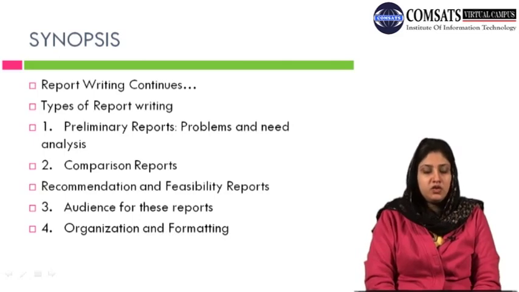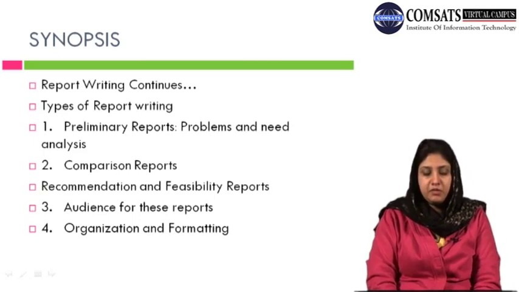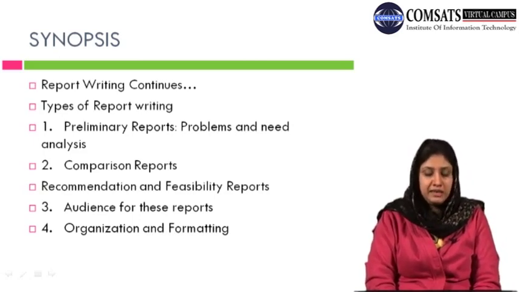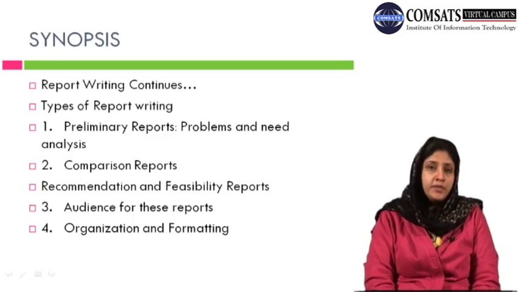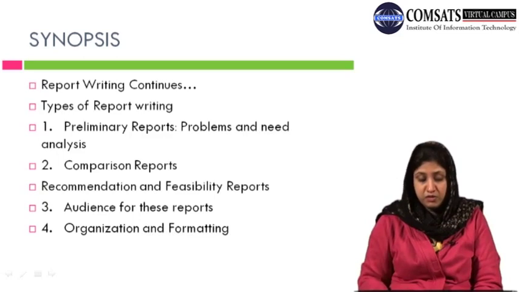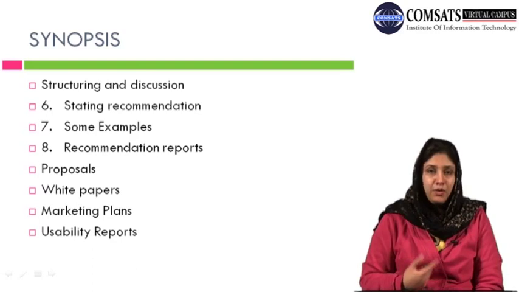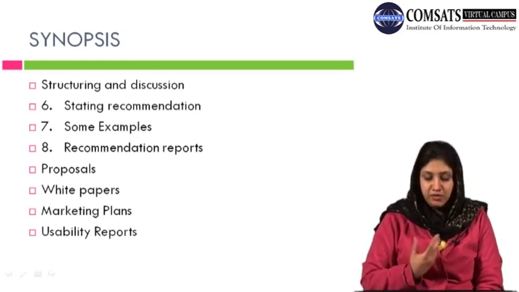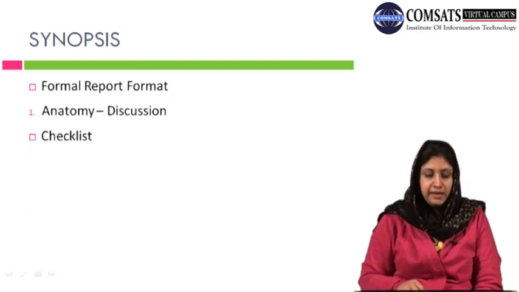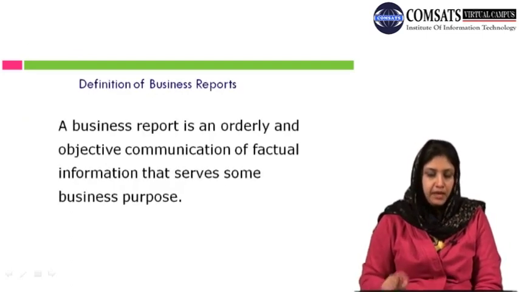So we will resume our discussion on report writing, and we will discuss types of report writings, preliminary reports where we will discuss problems and need analysis, comparison reports, recommendation and feasibility reports, and audience for these reports, organizations and formattings of these reports, how to structure and discussion about structuring, and then we also talk about some types of proposals like white papers and marketing plans and usability reports. And then we will also discuss one checklist regarding the effective reports.